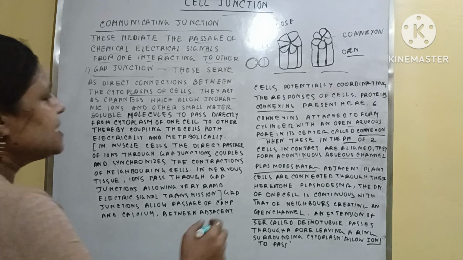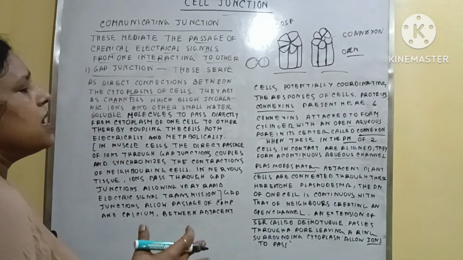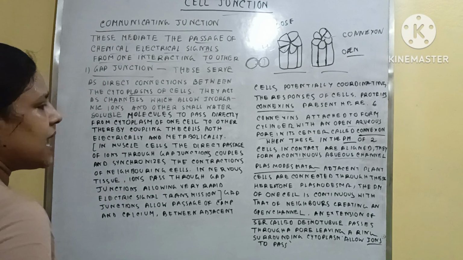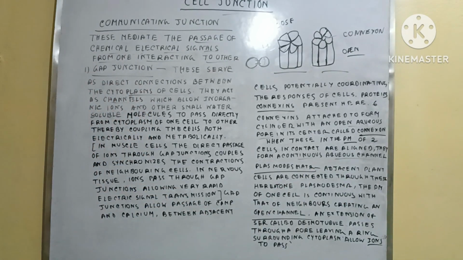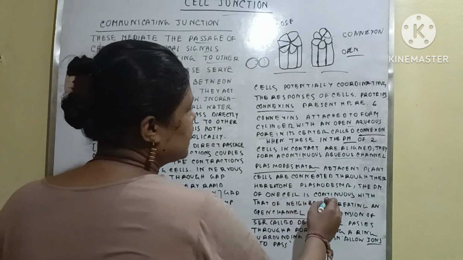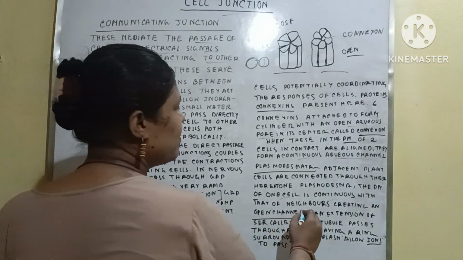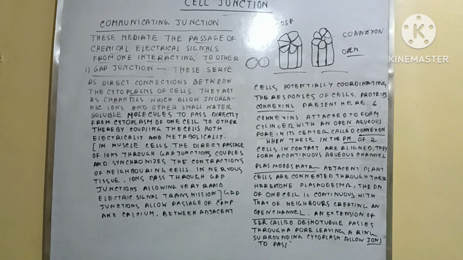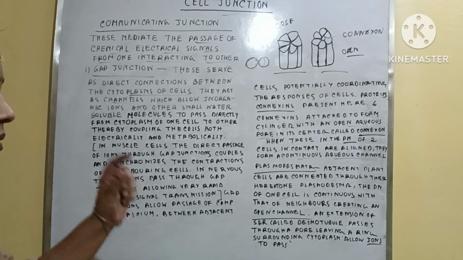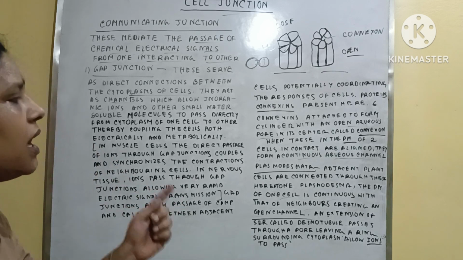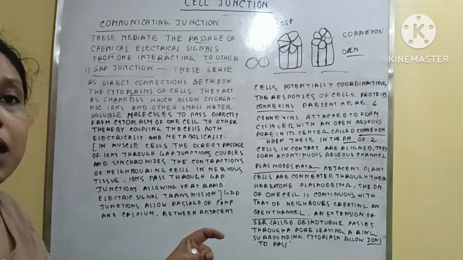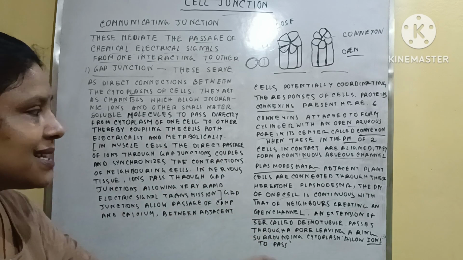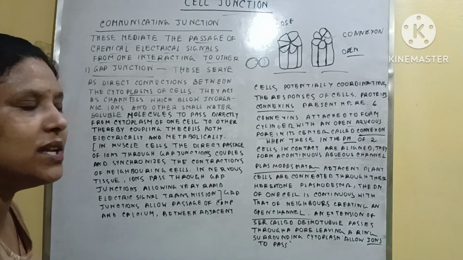Next is the plasmodesmata. These are generally seen in plant cells, where adjacent plant cells are connected through plasmodesmata. The plasma membrane of one cell is continuous with that of its neighbors, creating an open channel. That means when the plasma membrane of one cell attaches with the plasma membrane of the neighboring cell, an open channel is created, and this junction is known as the plasmodesmata.